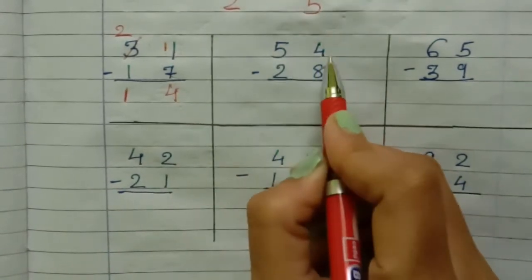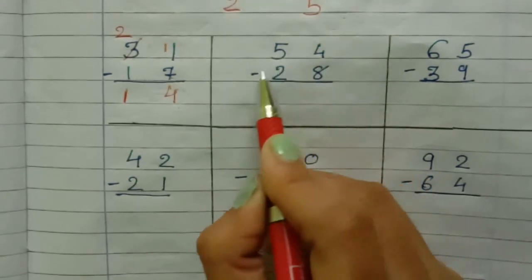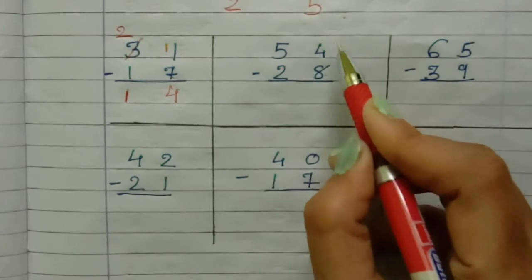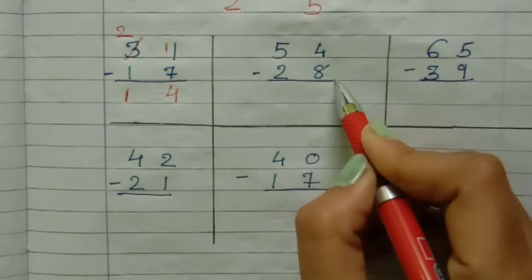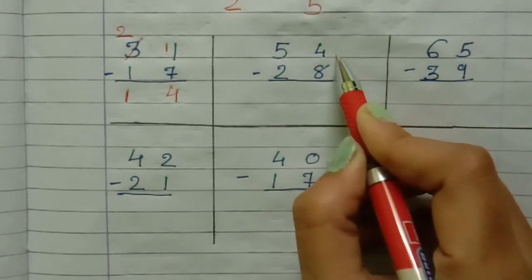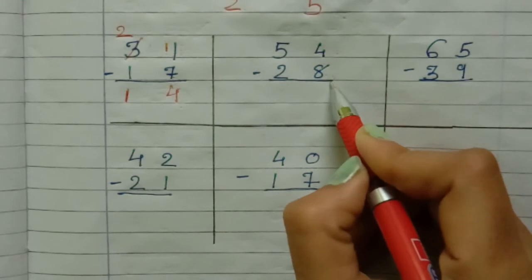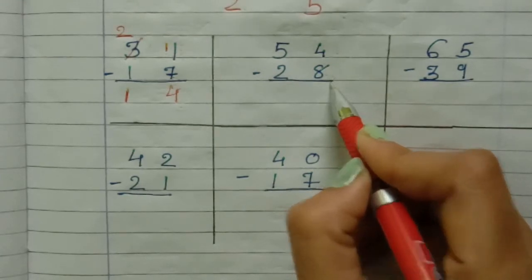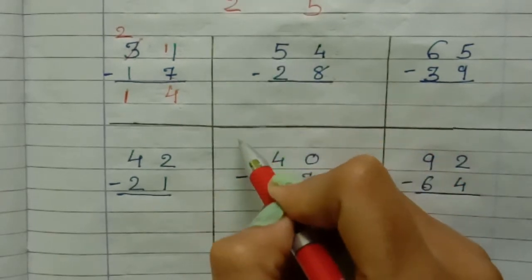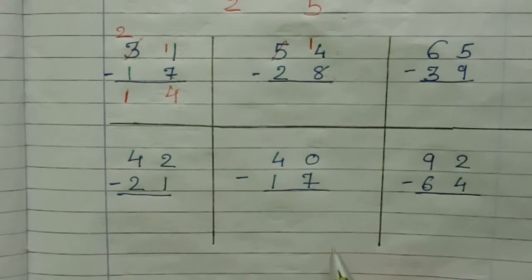Next, 54 minus 28. Let's check the ones place first. 4 minus 8. We have to subtract 8 from 4, but 4 is smaller than 8. So it is not possible. So what do we have to do? 4 has to borrow 1 ten from 5. So 5 will give 1 ten to 4.